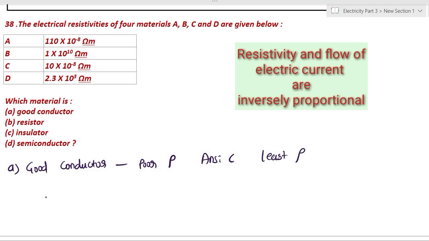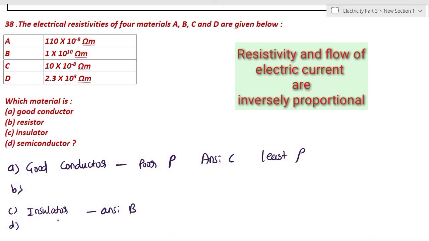Which can be considered as a resistor, which as an insulator, and which as a semiconductor? Let us consider the insulator first. An insulator does not allow current to pass through it at all, meaning it has the highest resistivity. We have to take option B. The answer is option B.